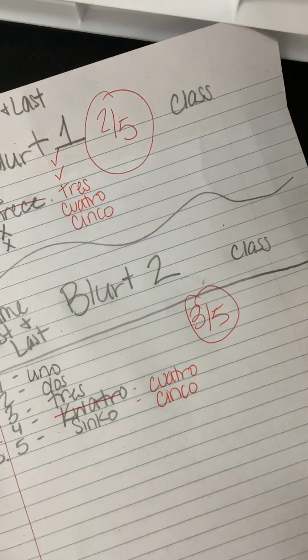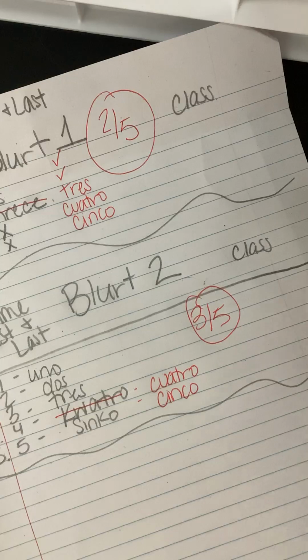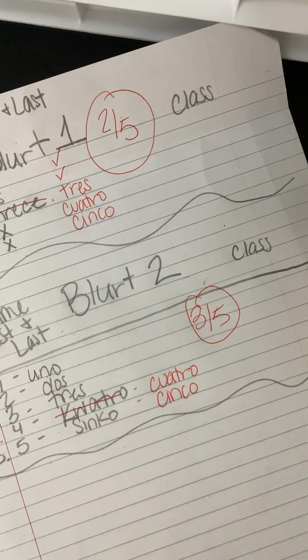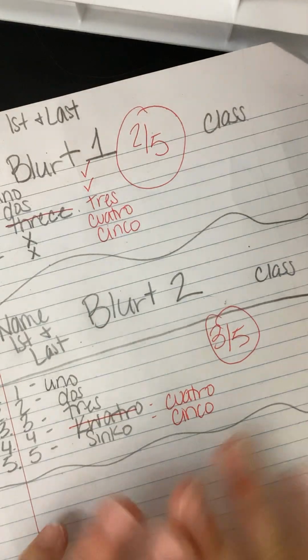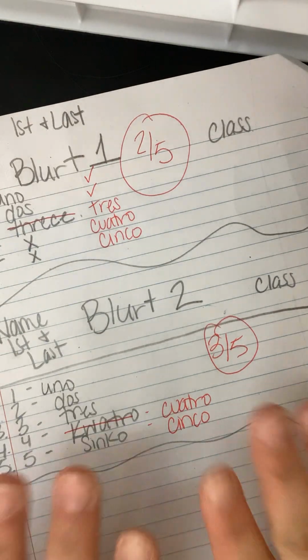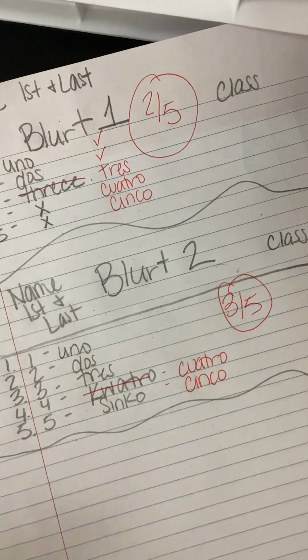Now, I would move on to Blurt 3. I think you get the idea. You have to have 4 blurts, and I will type out all of these instructions as well, but this is a video just to give you a visual of what to do when a blurt is assigned.